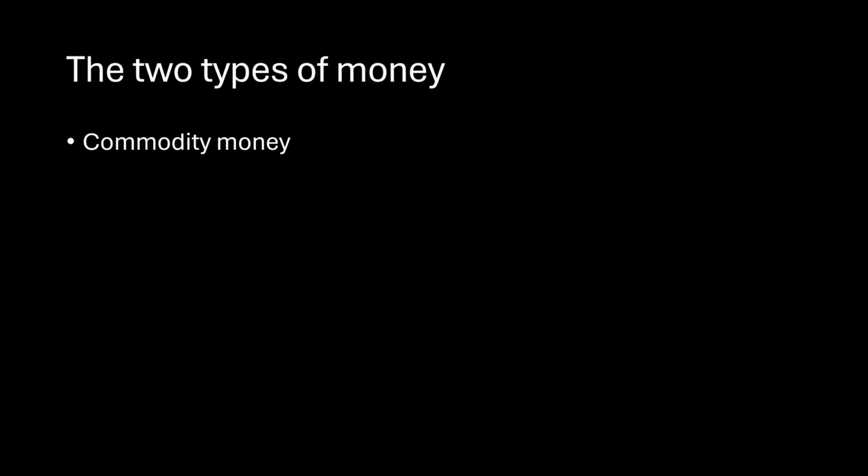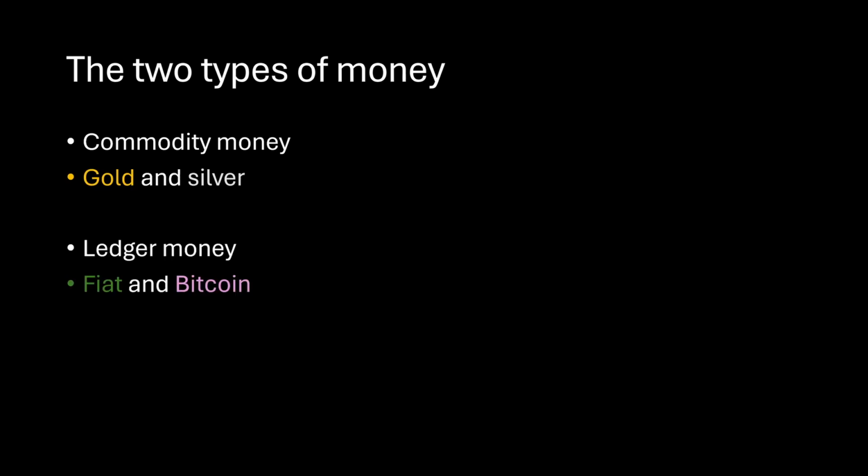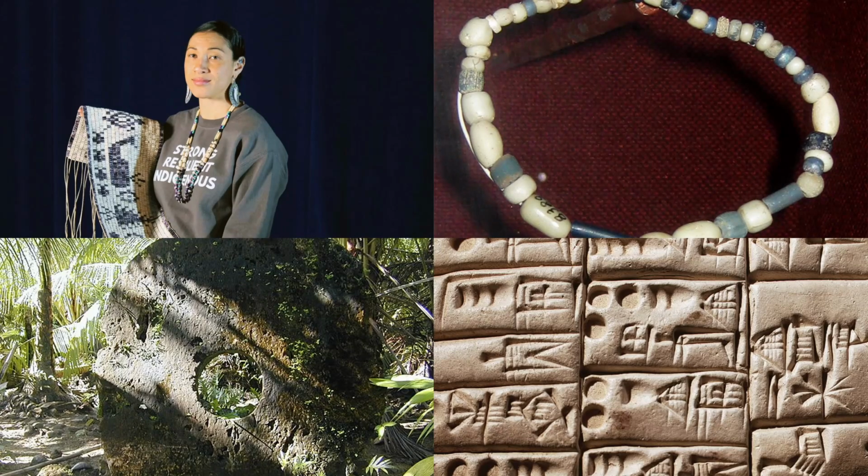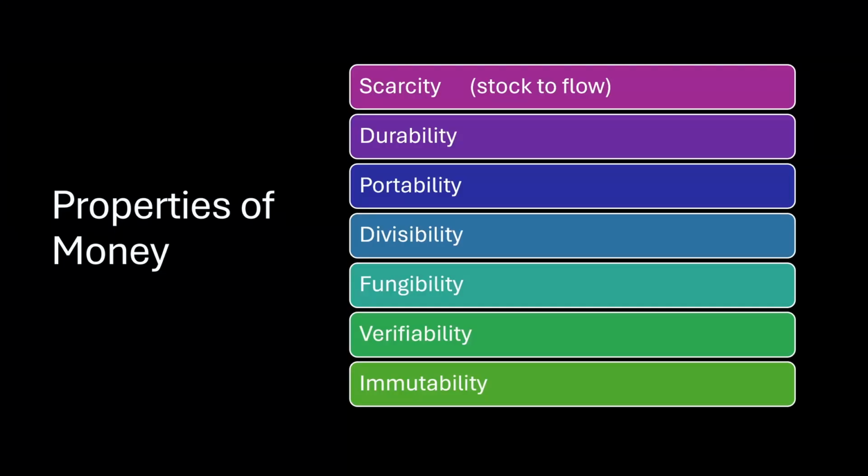There's two broad types of money. There's commodity money, like gold and silver, and there's purely ledger money, like fiat, dollars, pounds, euros, Bitcoin. There's historical examples of money: African glass beads, Native American wampum. But we need to take a step back and understand money by its properties. So you can imagine anything is money.